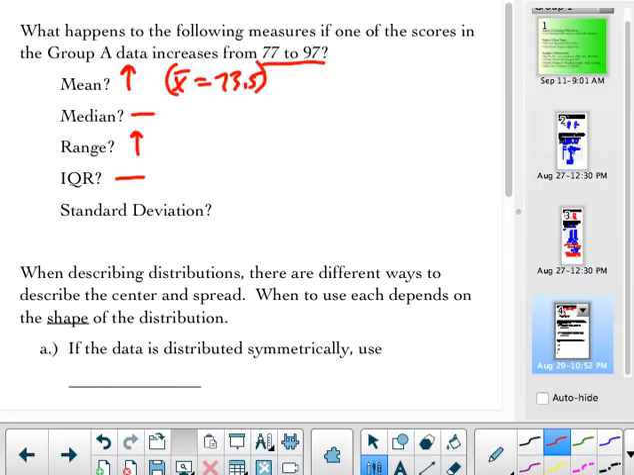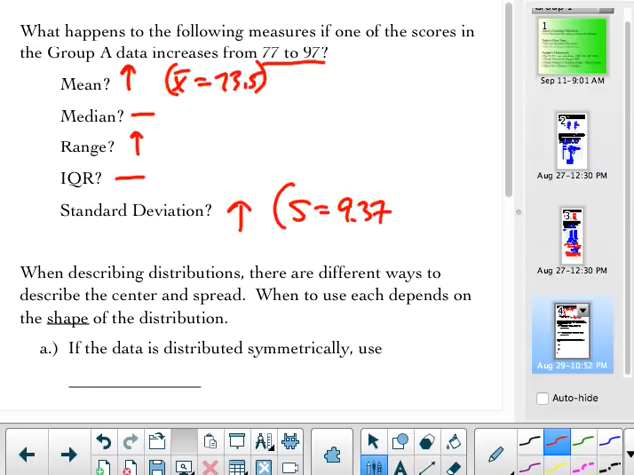And standard deviation would definitely increase because we're using the mean in the calculation of the standard deviation. We end up with a really huge deviation for that value of 97 that wasn't there before. It's going to increase the overall sum of the squared deviations, which would increase the variance and, of course, the standard deviation. In fact, this increases the standard deviation to 9.37.